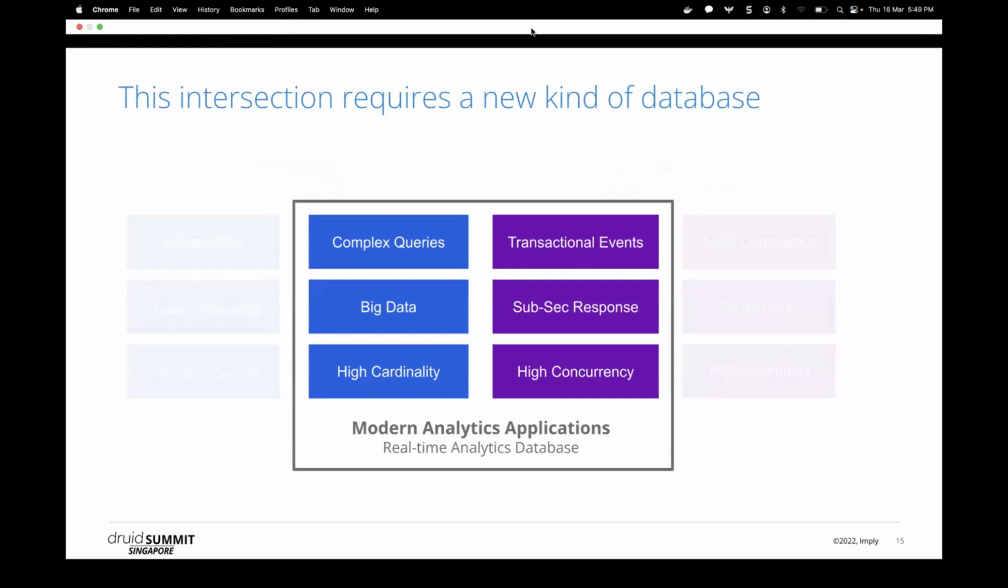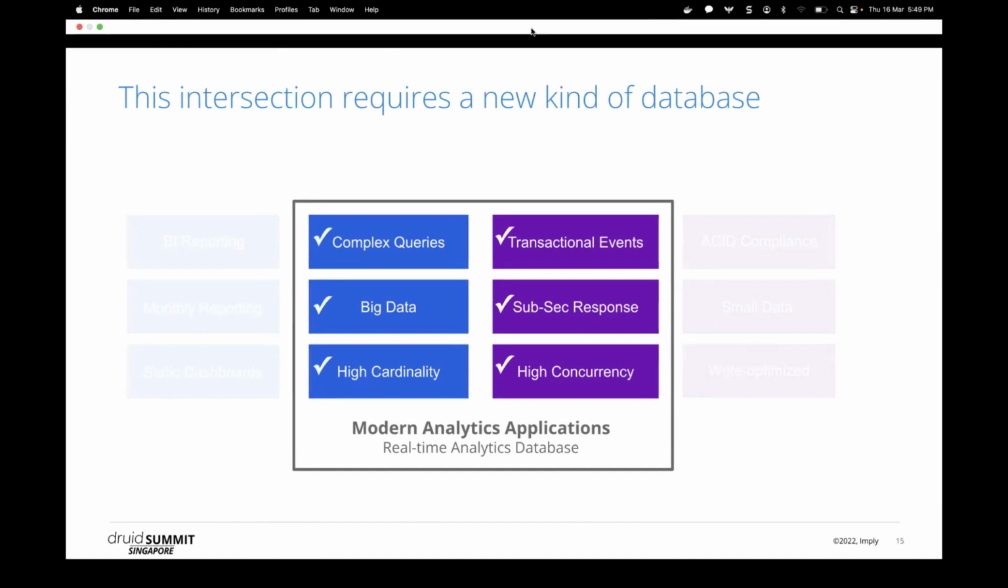Druid sits in the intersection of these two things. It can handle complex queries. It's very powerful at handling big data, extremely high cardinality data, and can handle transactional events, but does not have ACID compliance. It gives you sub-second response under high concurrency loads. This is what an analytic application is, and Druid is the database for building a modern analytic application.